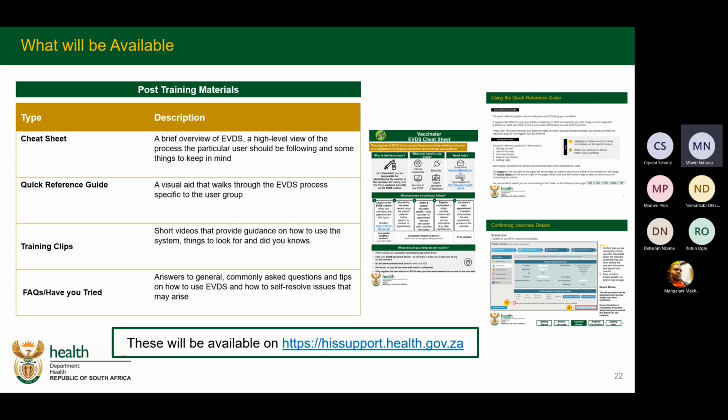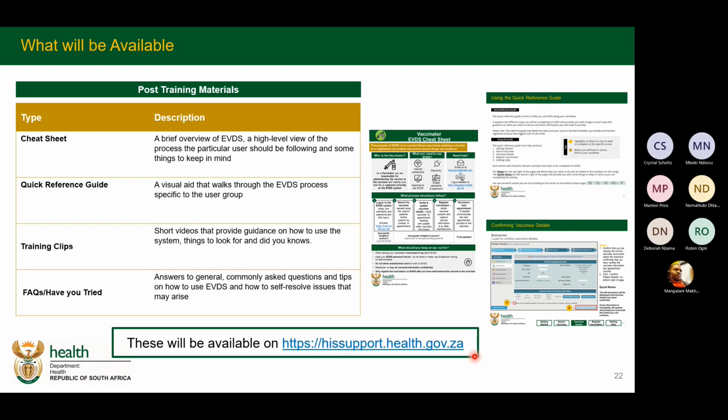And where do you access these? If you look at the bottom of the screen here, there is this website. It's called hissupport.health.gov.za. So if you go to this website and go to the section which says knowledge base, you will see a list of topics, many of them. Some are going to be EVDS, some are not going to be EVDS, but you look for EVDS, and under EVDS ecosystem, look for on-site EVDS, patient administrator, and vaccinator training.